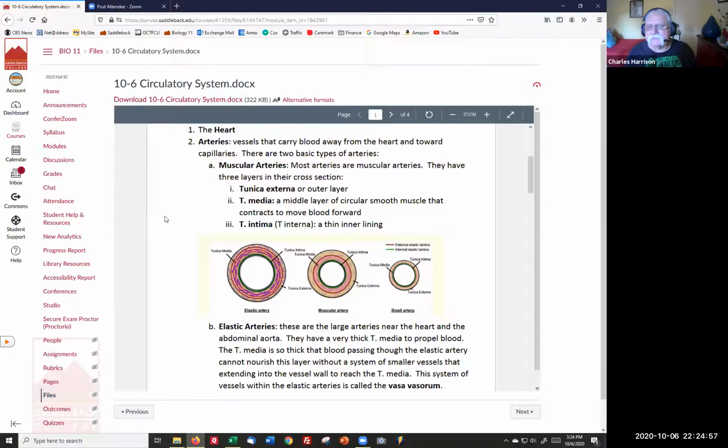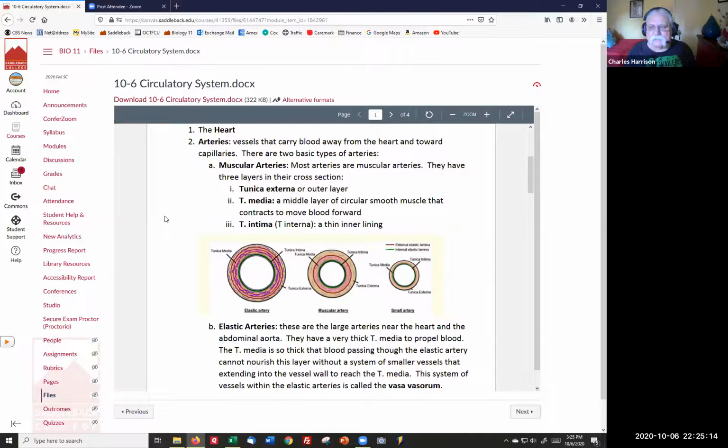The tunica intima, the innermost layer, is also called the tunica interna. I tend to use tunica intima all the time.